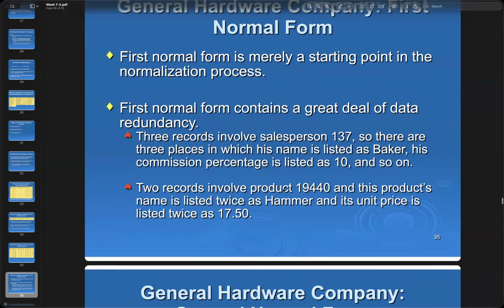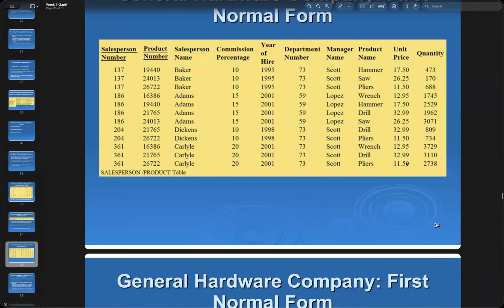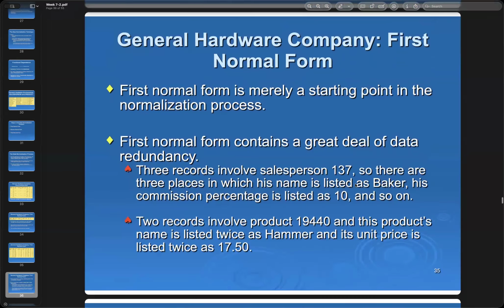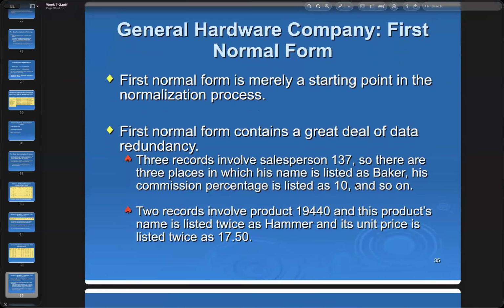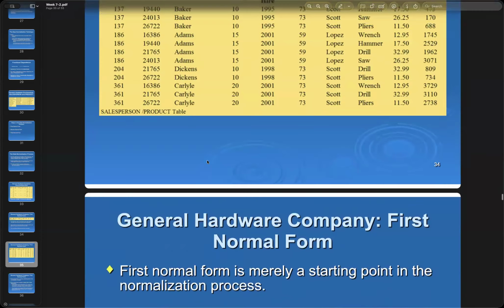Also right here, let's say the two workers for the product 19440, this product is also listed twice as a hammer, and the unit price is listed at least twice as 17.50. So you see that kind of duplication. But in our first normal form, we don't have to fix it. For the first normal form, we just need to make sure there are no multi-values in one single record.